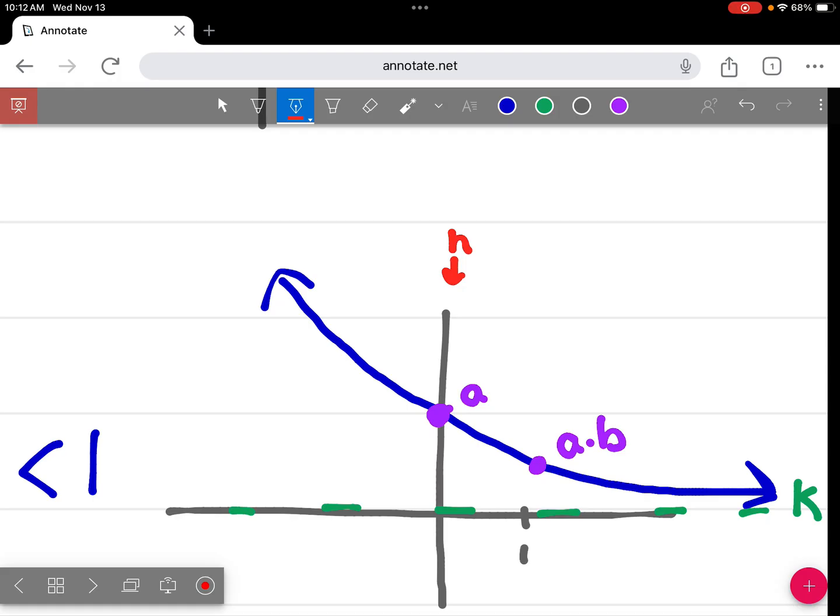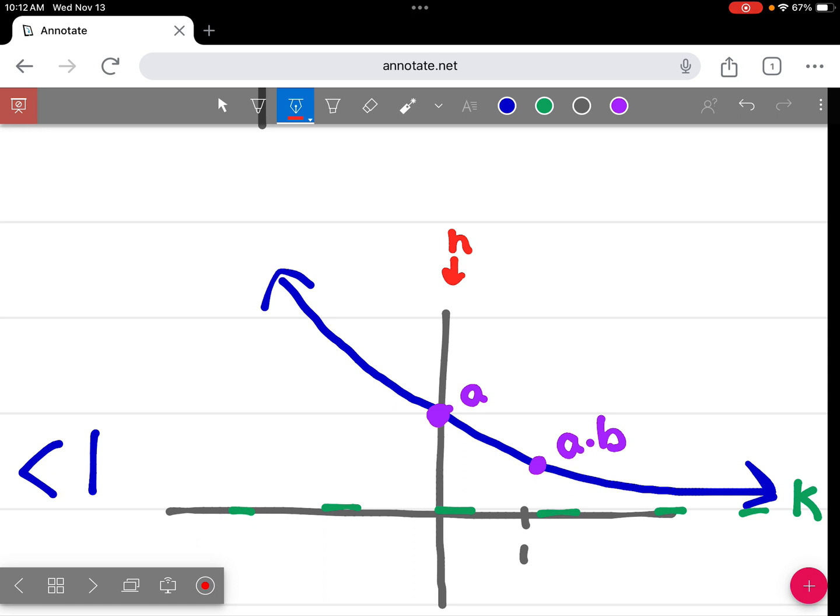If I have decay and my b is a fraction and I reflect it over the x-axis, is it still decay? No, it's starting really low and it's getting higher. It's not continuing up to infinity, but it is still growing. Just little bits at a time. So if your a is negative, your b rules switch. That's why I didn't write it down.